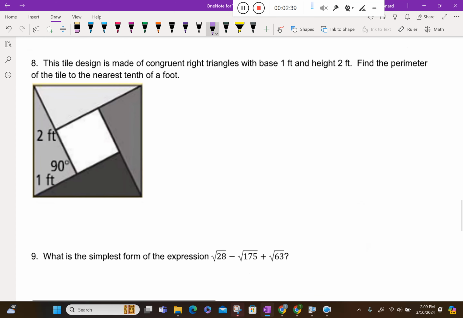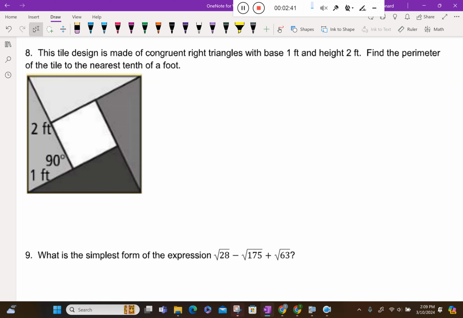Moving on to question 8. We're asked to model something using radicals and to then see if we can simplify the expression. It says this tile design is made of congruent right triangles, each with a base of 1 foot and a height of 2 feet. I've always found this diagram a little bit awkward, so I like to just take one of the triangles and draw them separately.